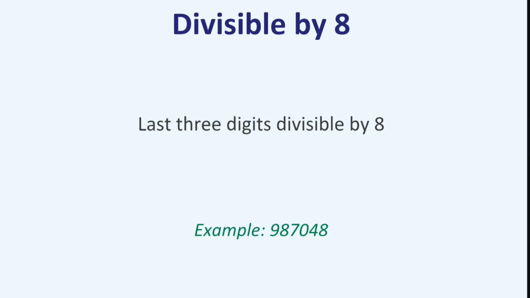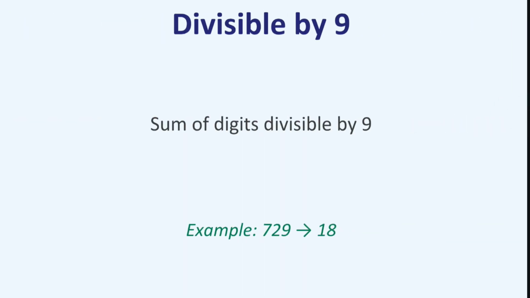To check the divisibility by 8, check the last 3 digits. If that number is divisible by 8, then the whole number is divisible by 8. For example, 987048. Here the last 3 digits are 048 or simply 48, which is 8 times 6. So the number 987048 is divisible by 8.